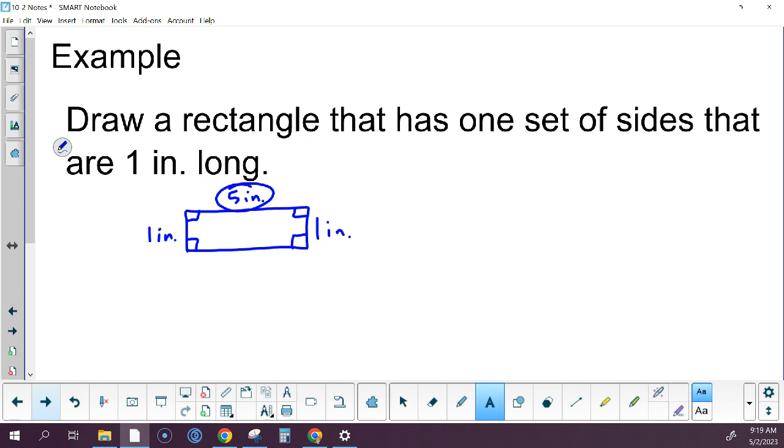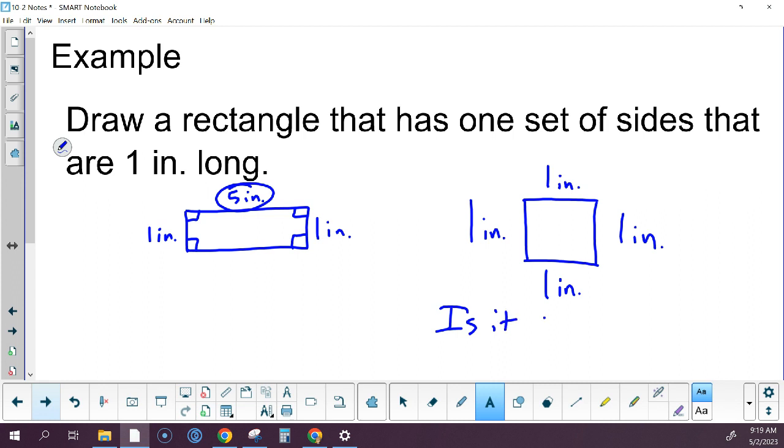The one thing I will ask and leave you with is this question: if I draw this, I have my 2 sides here, and I can choose whatever length I want. If I choose this to be my length, is it still a rectangle? We will talk about that when I return.